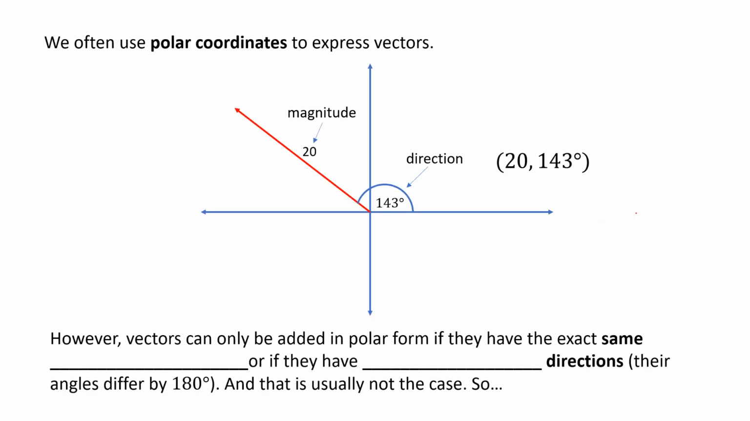We often use polar coordinates to express vectors, as you would expect, because polar coordinates have a magnitude, that's the r, the radius, and a direction, the angle. So we often use polar coordinates to express vectors.